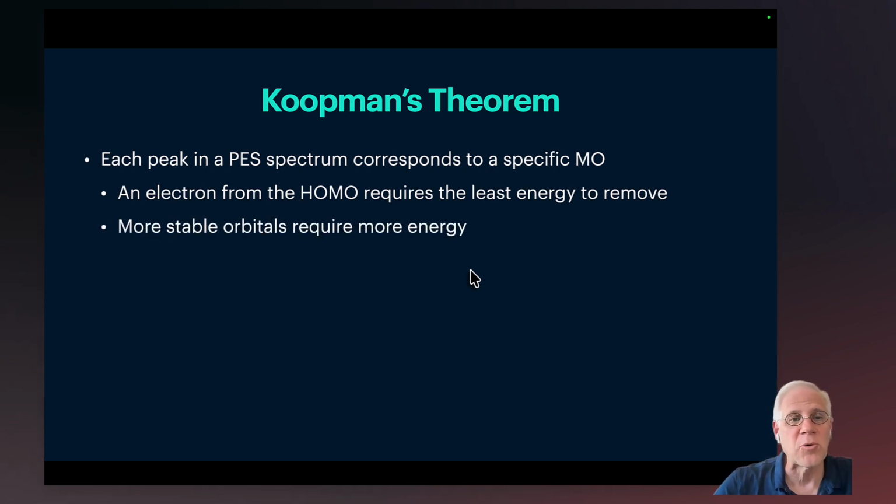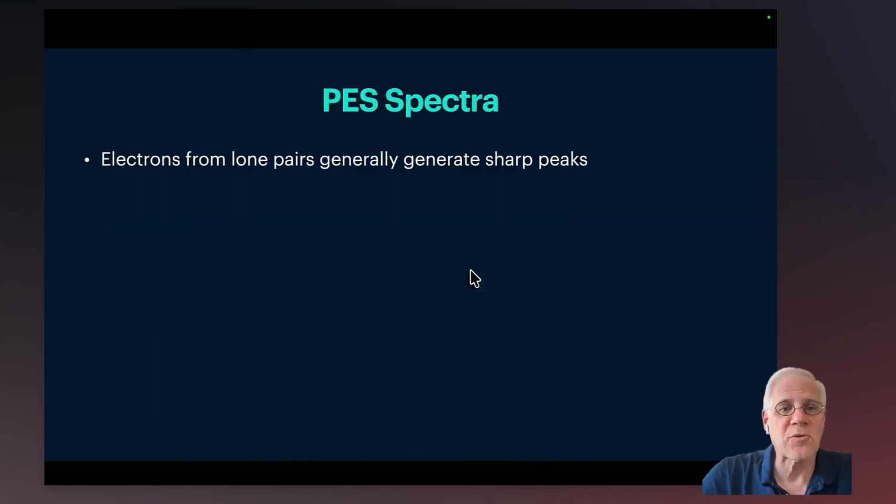As you start removing electrons, it requires more and more energy to remove those electrons, and so you have to add a little bit more energy. Eventually, you'll get to a point where the type of light that you're shining into that molecule can no longer remove any more electrons, and you're not going to get any more peaks. So let's look at the spectra. We'll see the pictures here in just a little bit.